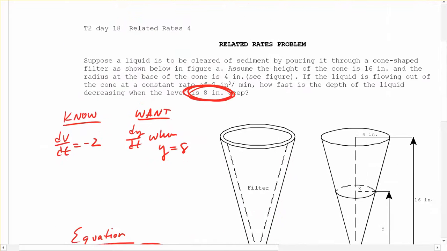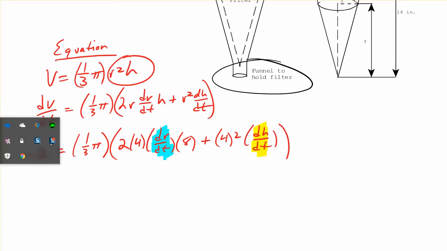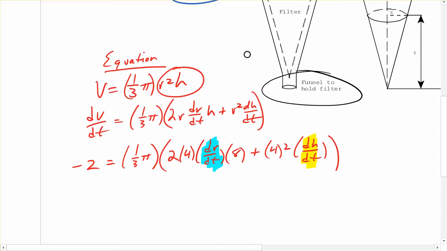There's no dr dt here yet. Do you understand? Everybody's with me? Okay. So what was your question, Noah? That we want it when, what we call this h. So when that's true, what does r equal when h is 8? 2. So this 2, where should that go? Not dr dt. It goes in for r. Yep. Right there. Are we okay now?